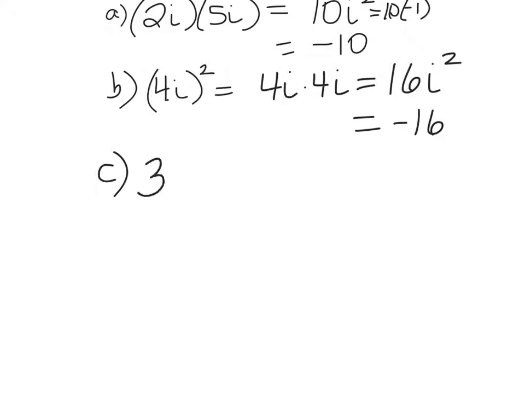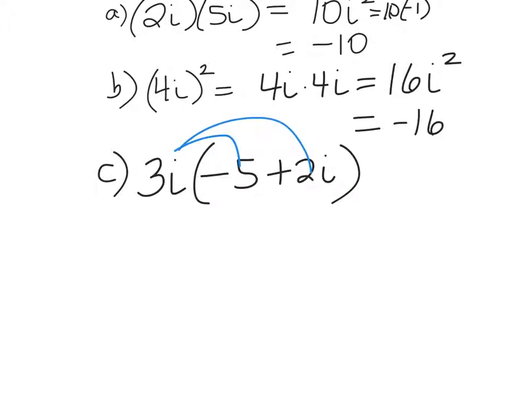3i times -5 plus 2i. Okay, so now I'm going to distribute. See how we're doing all the algebra stuff with these? It's so fun. So take that 3i and distribute it into your binomial here. And you get 3i times -5 is -15i. And then 3i times 2i is 6i squared.